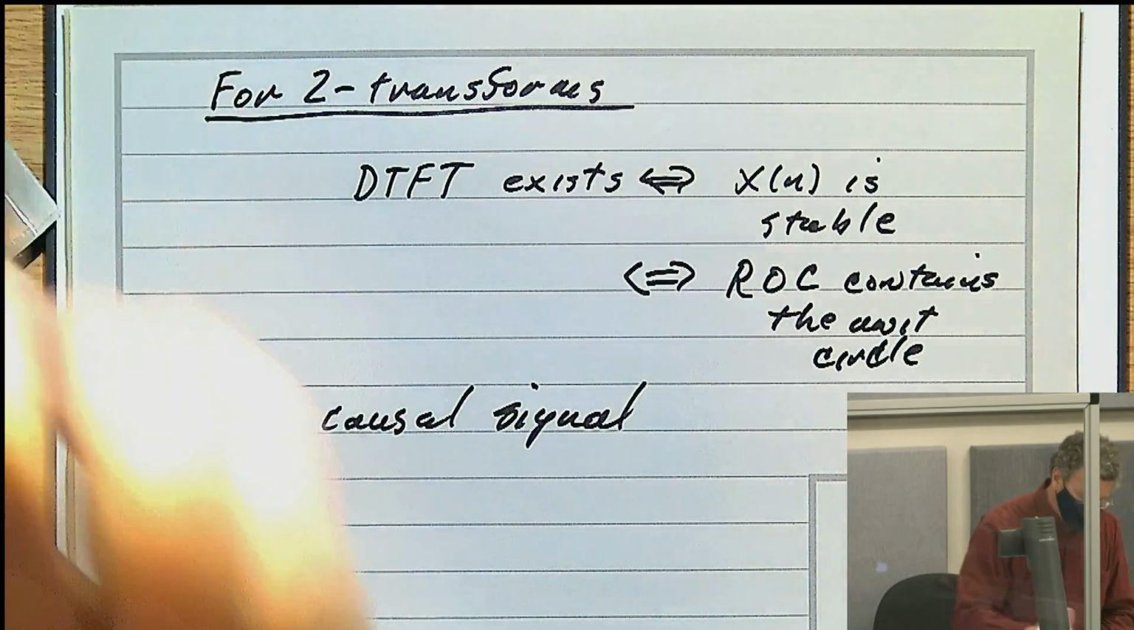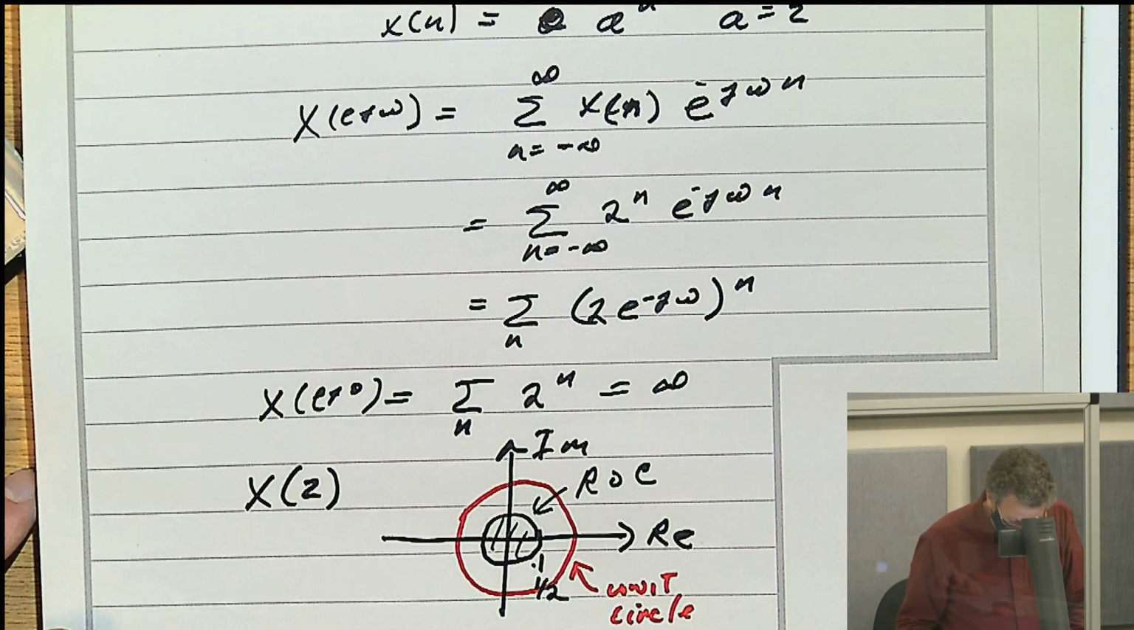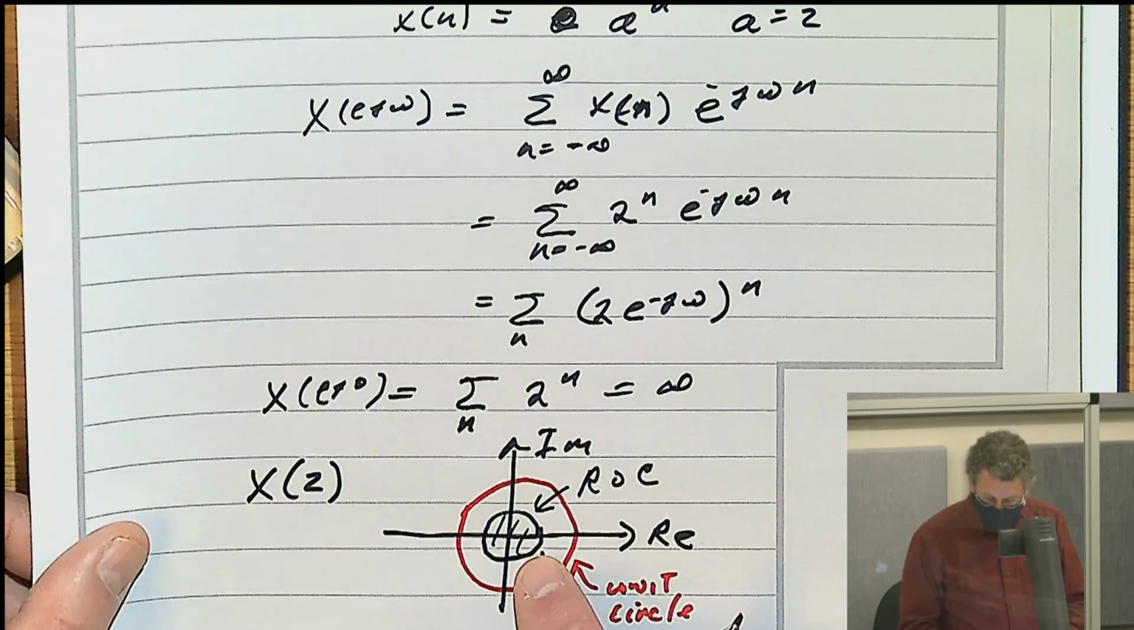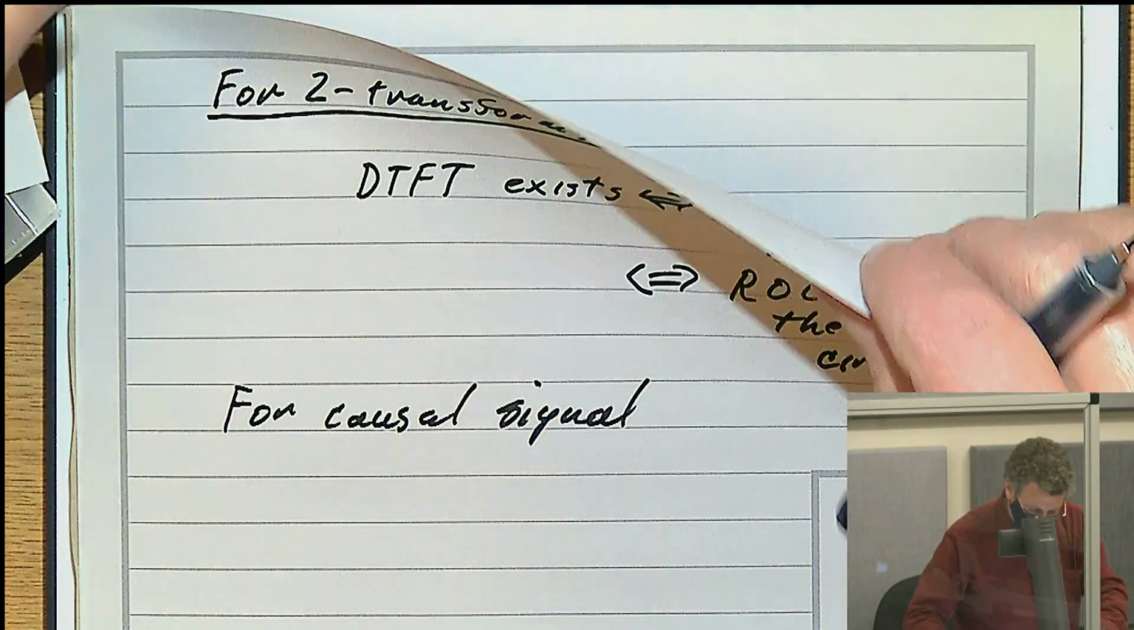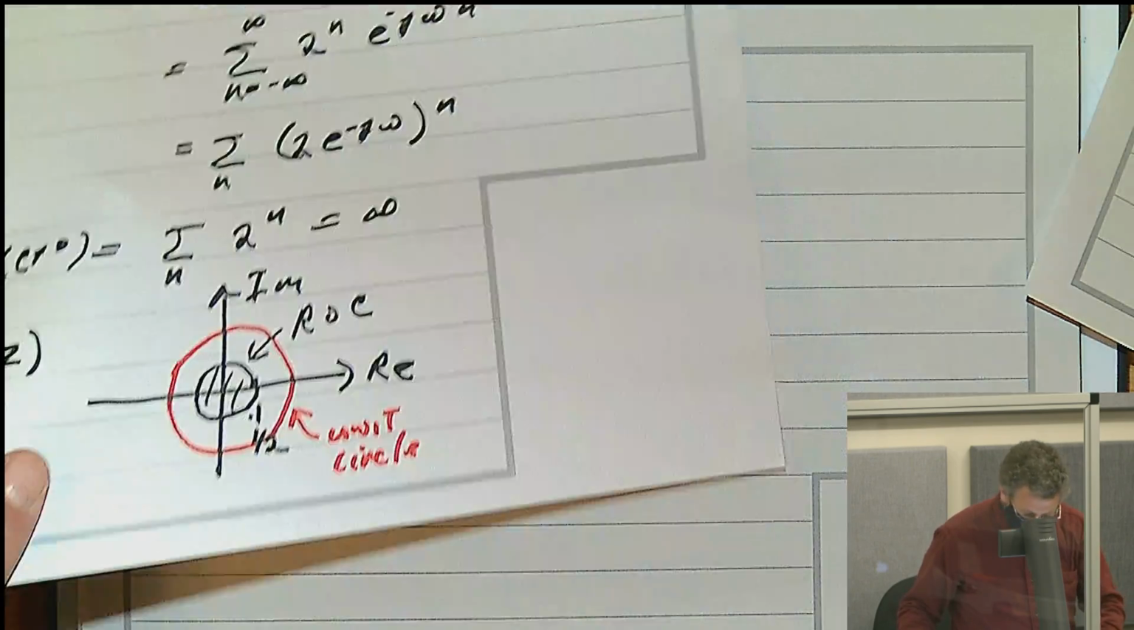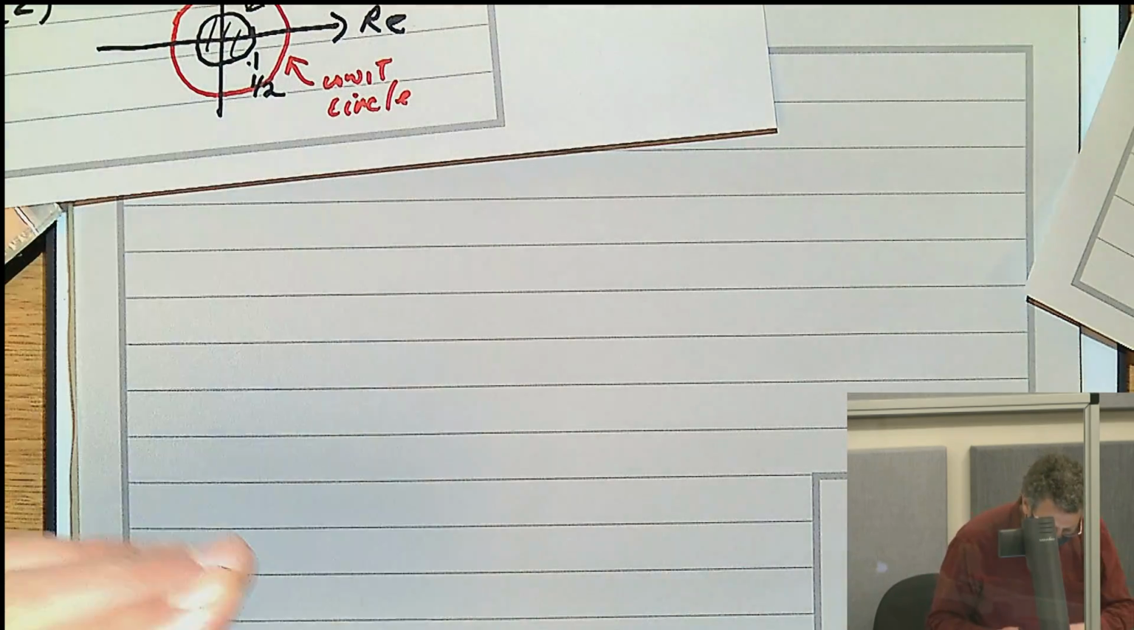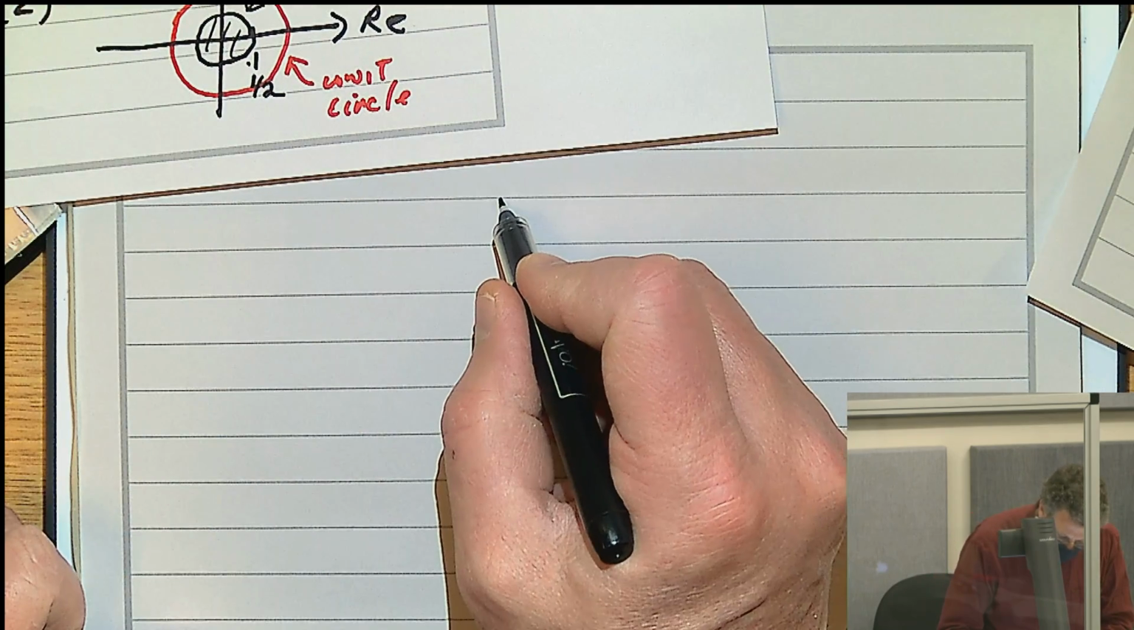Oh, I did this backwards. Shoot. I'm so sorry. I did this backwards. The region of convergence here, I drew that figure incorrectly. Let me redraw that figure. I have to be careful.